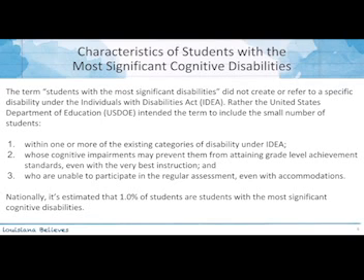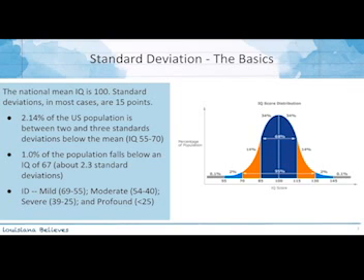Nationally, it's estimated that 1% of students are students with the most significant cognitive disabilities. National experts believe that about 1% of students have significant cognitive disabilities because of how cognitive scores are distributed across the population. Take a look at how this works by examining the bell curve as it relates to IQ. This can help us better understand Louisiana's current alternate assessment participation criteria and the BESE approved revisions to Bulletin 1530.